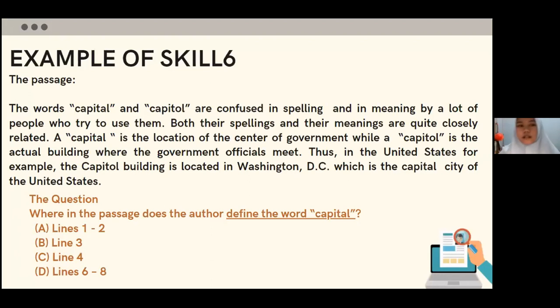so we can hear the passage, and the question is, where in the passage does the author define the word capital? So let's see which line the word capital is in. It is in line 4. The answer is C, line 4.